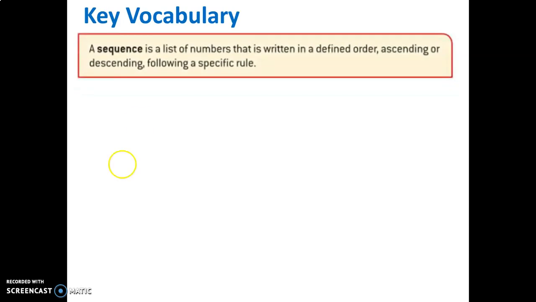A sequence is a list of numbers that is written in a defined order, ascending or descending, following a specific rule. For example, here is a sequence of numbers. And you can tell a sequence will have a specific rule if there's a pattern that you can notice. And here the pattern is pretty easy to see. From 3 to 7 we go up by 4. Then we go up by 4 again, up by 4. So you're always adding 4. So there is a definite pattern there. Therefore there will be a specific rule.